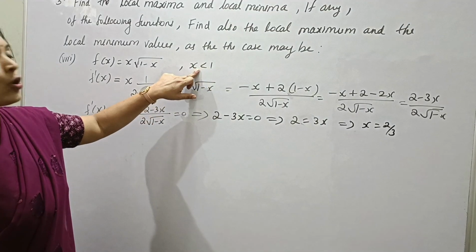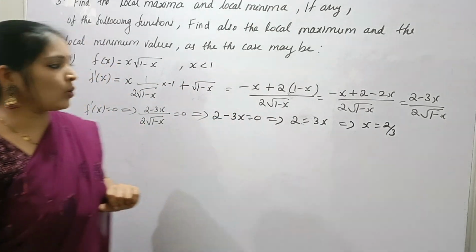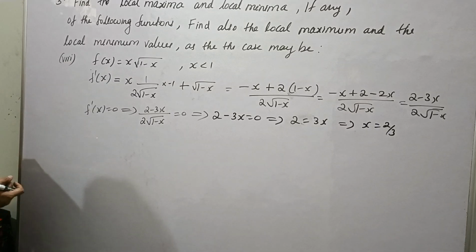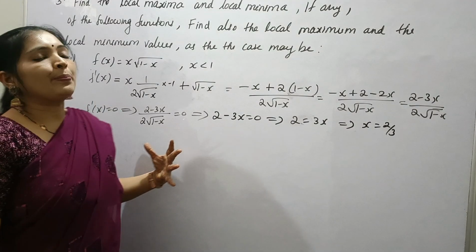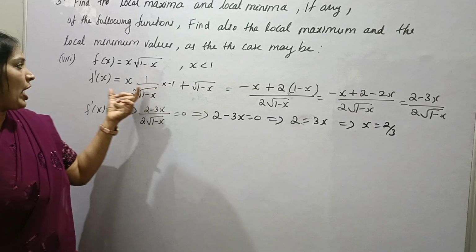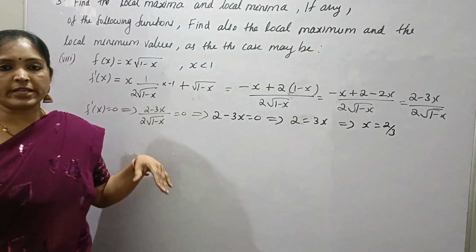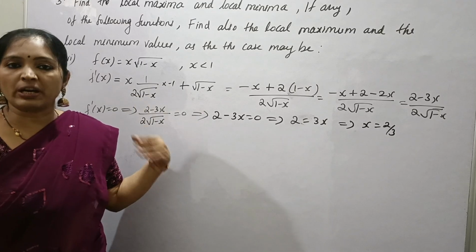So 2 by 3 belongs to this interval, that is x less than 1, so 2 by 3 is less than 1. Here also we will apply the first derivative test, because we have got f dash of x itself for this one, right? For the second derivative test we need to find f double dash of x.